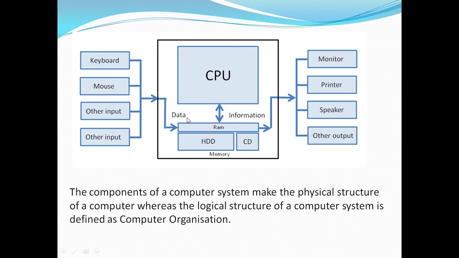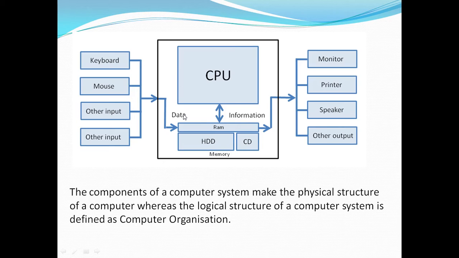Does everyone know what data is and what information is? Data is the raw facts which are meaningless. Okay? When these raw facts are processed or organized, they become information. So we are giving the raw facts, and these raw facts are processed to form information and given to the output devices.